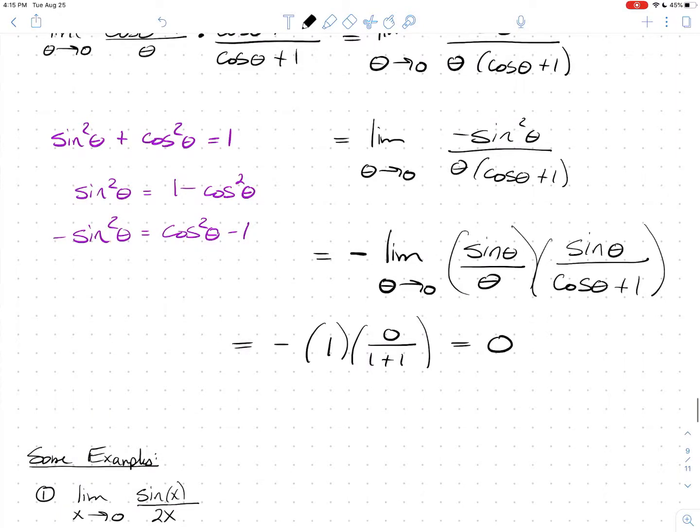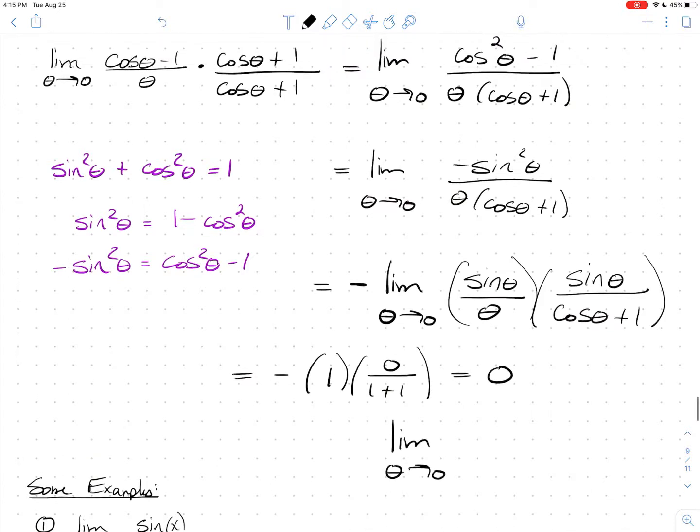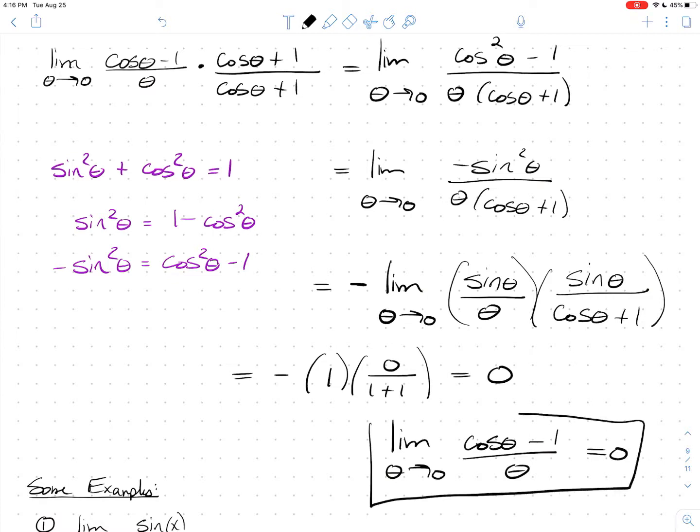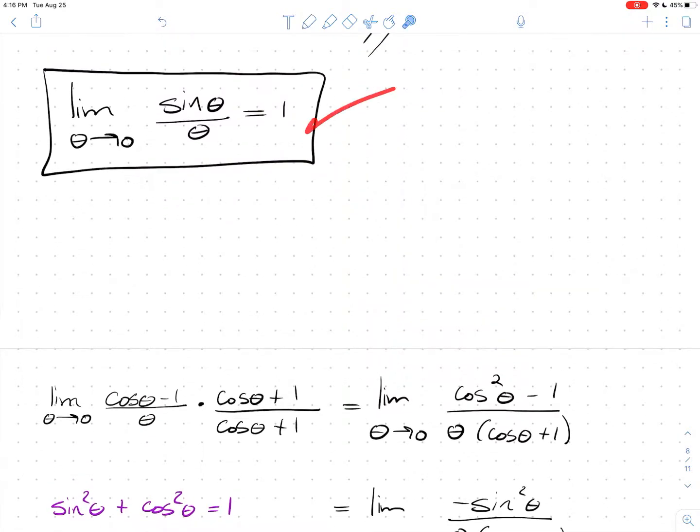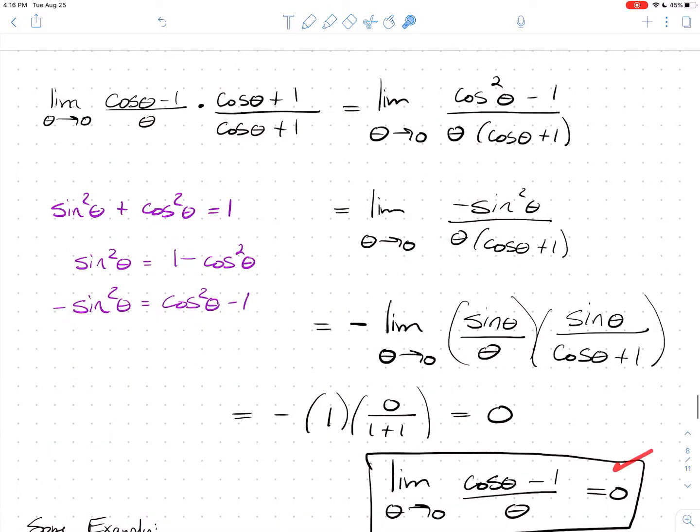And so I'd like you to make sure that you know this formula, the limit as theta goes to 0 of cosine theta minus 1 over theta is just 0. That's the second key trig limit you'll need to know. We'll need these later on. So the first one is that one, right? And the second one is this one.